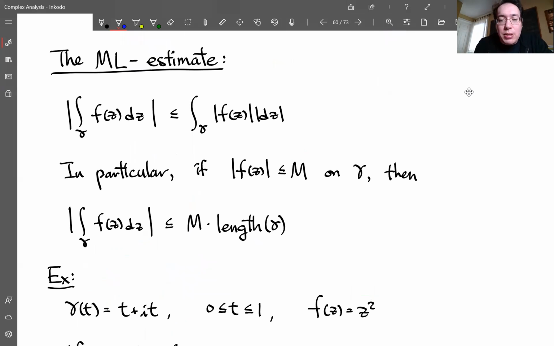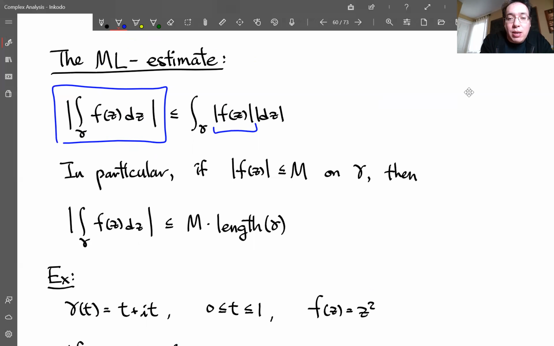All right. So this is the main tool that I wanted to get to in this video. It's called the ML estimate. So here's what it looks like. If we want to estimate the size of this complex integration, some path integral, then that's going to be less than or equal to the integral of the magnitude of the complex function inside, with respect to arc length.